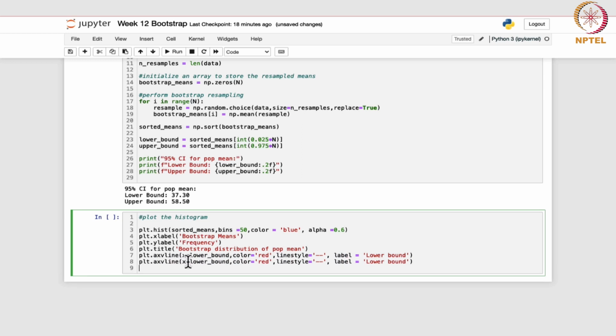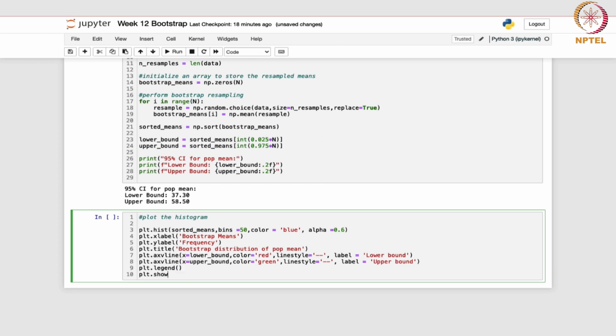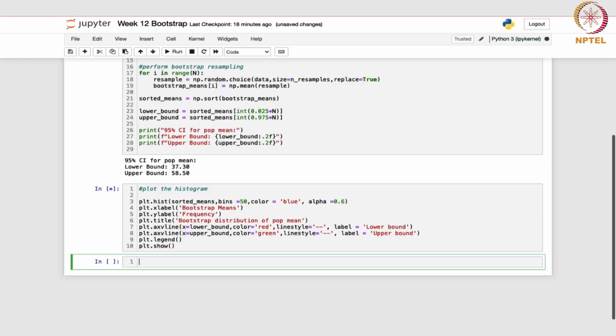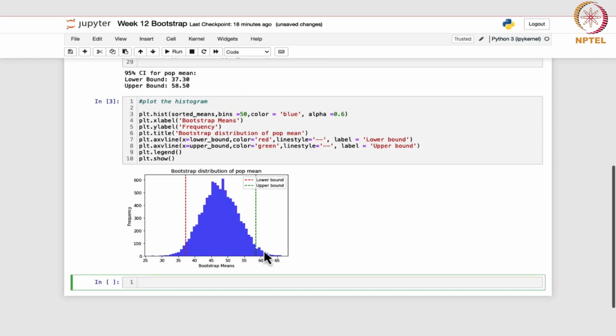Likewise, you can draw a vertical line again at your upper bound. So maybe we can change the color over here so that you can distinguish. And upper bound. Yes, so this is how it looks.